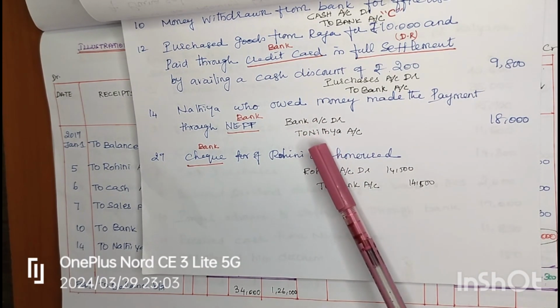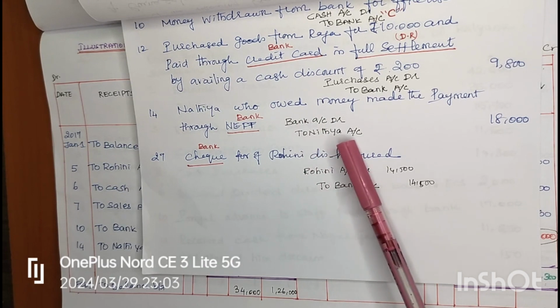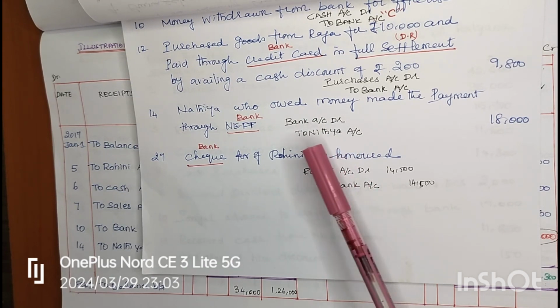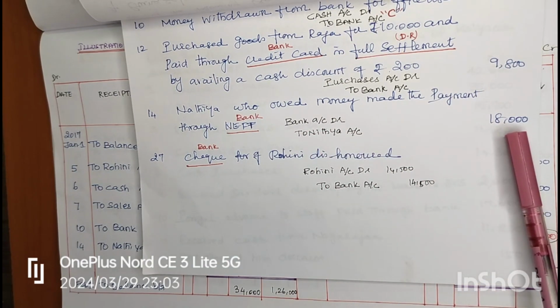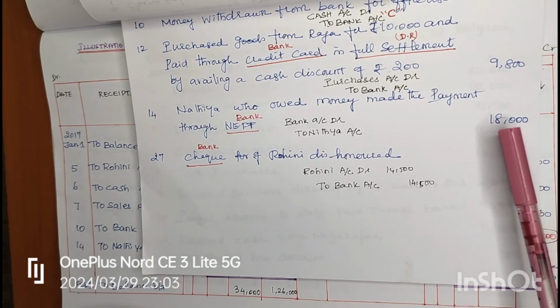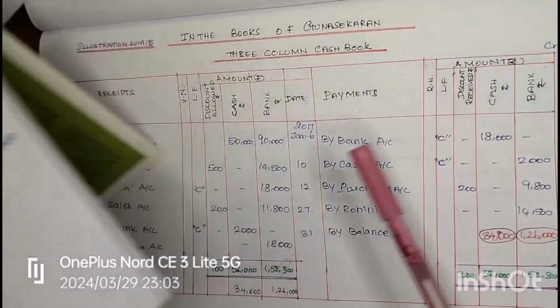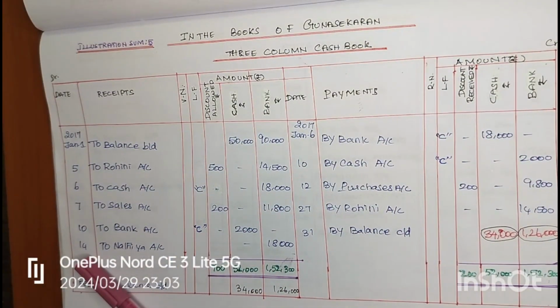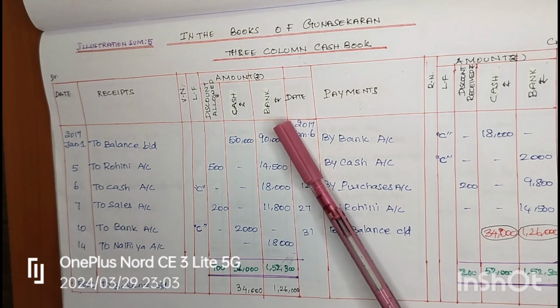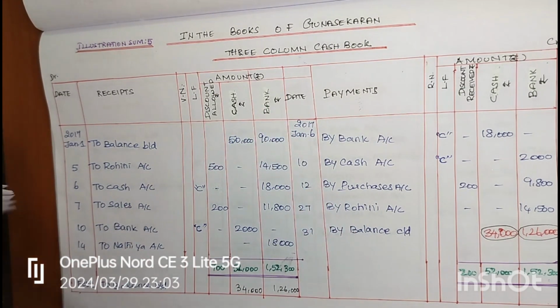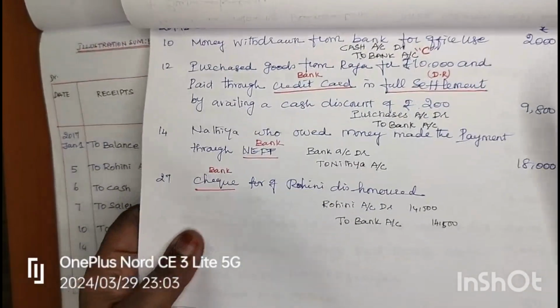What is the opposite account from bank account? Nitya account. So you have to enter the record to Nitya account. In the bank column, debtor side, you have to enter the 18,000 rupees. So on the debtor side, dated the 14th, to Nitya account, 18,000 rupees is entered in the bank column, debit side. Do you understand?